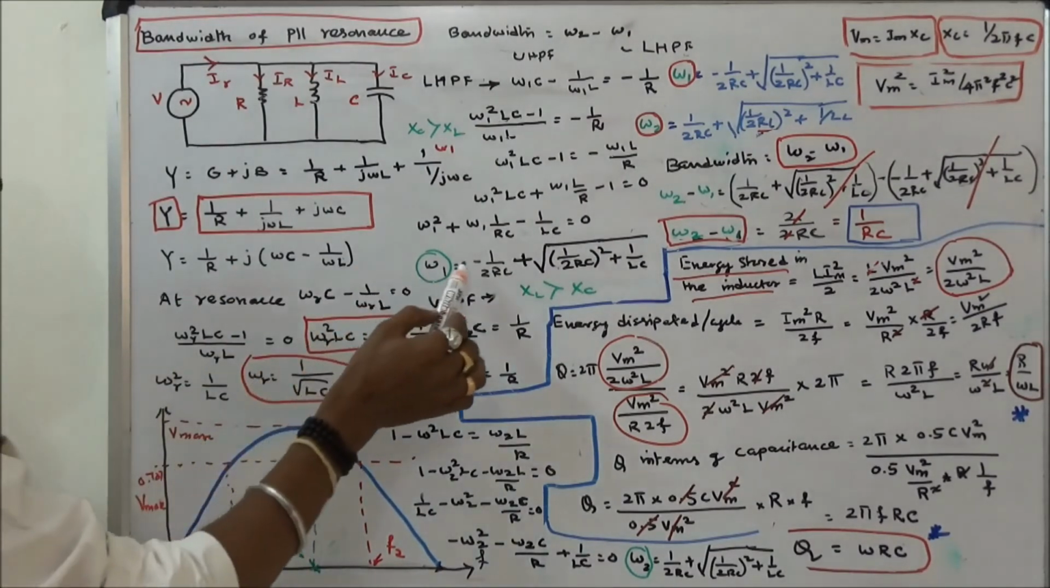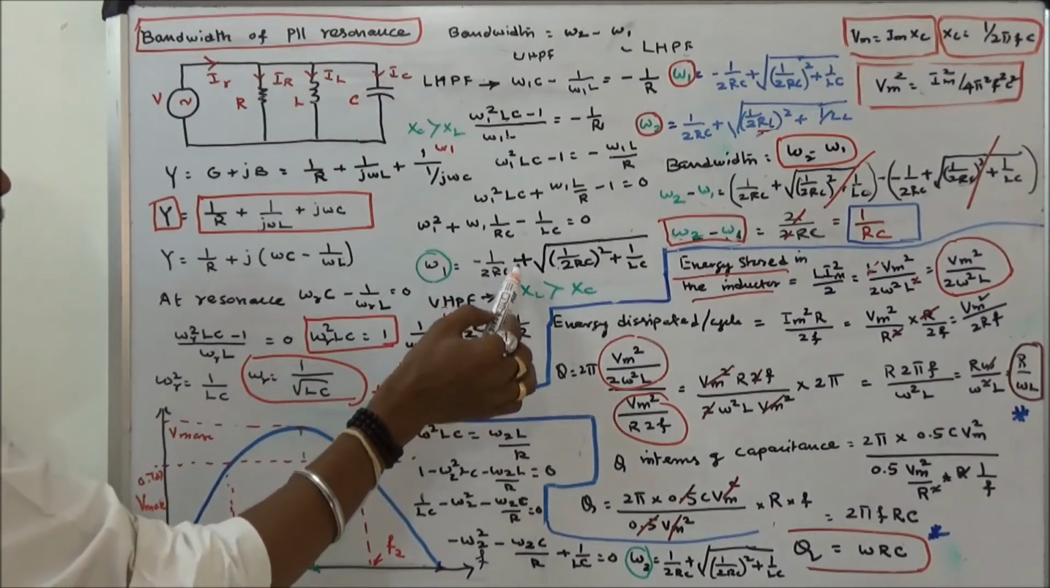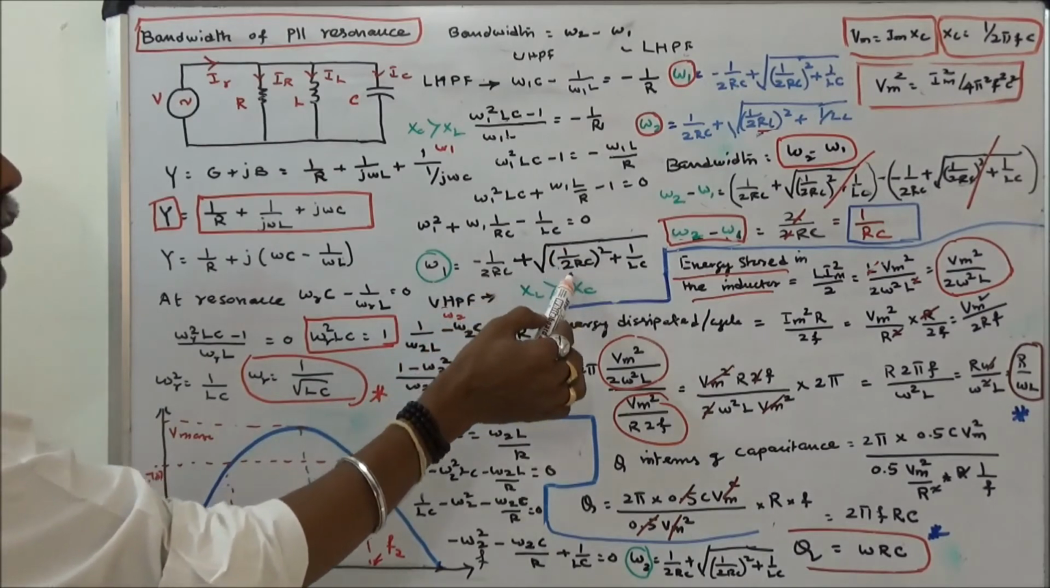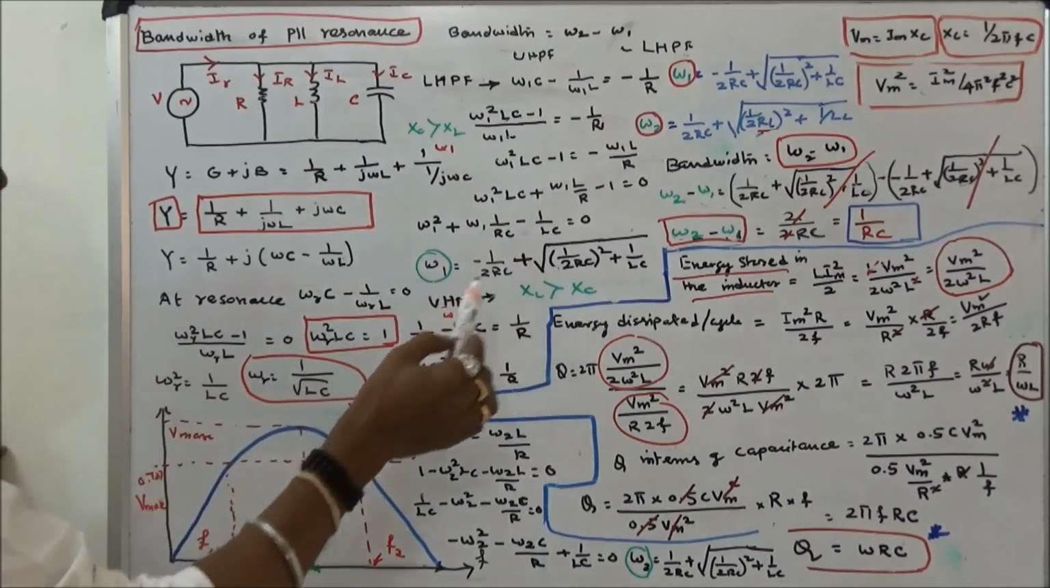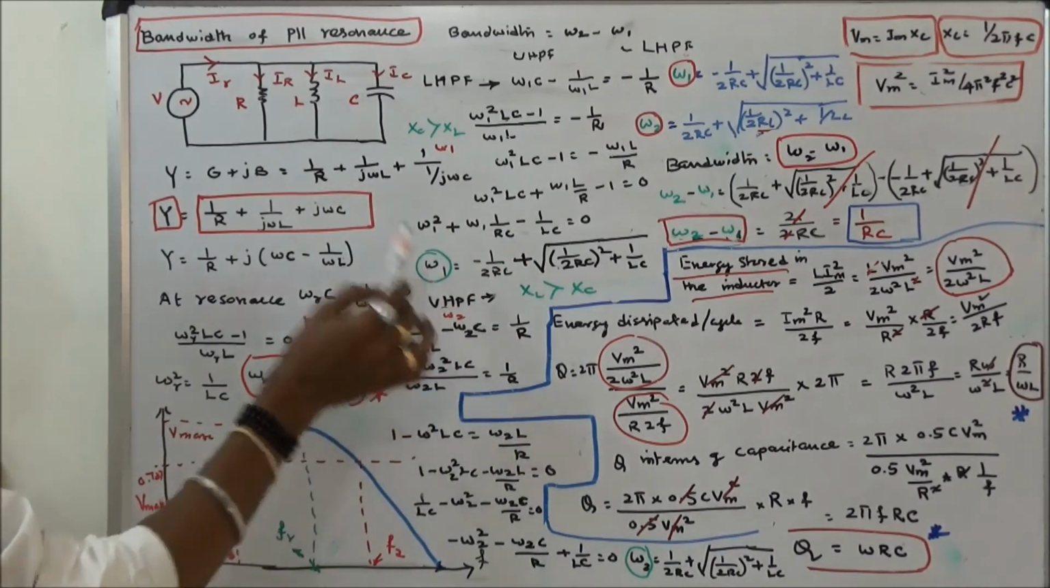So, omega 1 is equal to minus 1 by 2 RC plus root of 1 by 2 RC the whole square plus 1 by LC. The negative angular velocity root is not accepted in engineering, not possible. Therefore, we neglect it. This is omega 1.